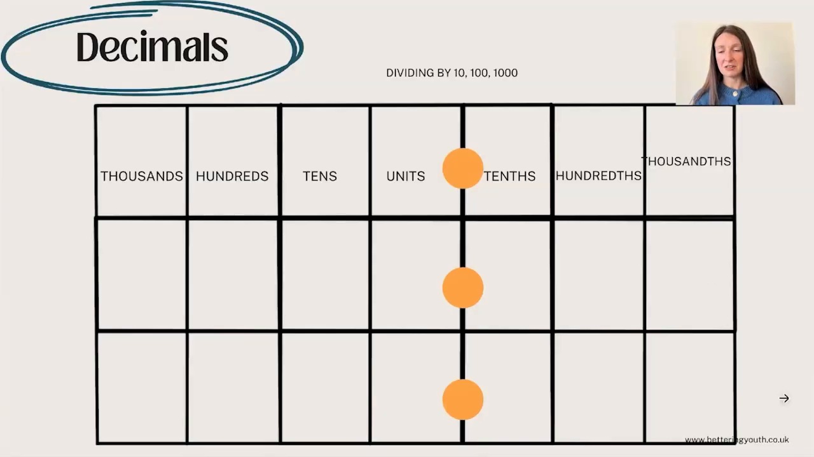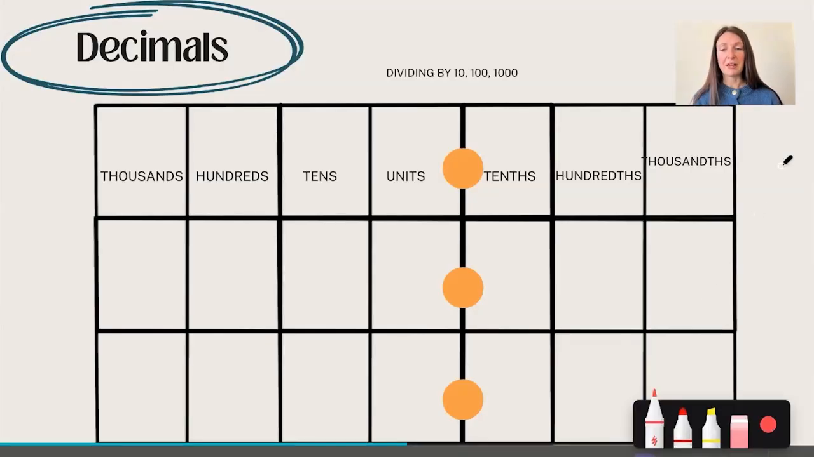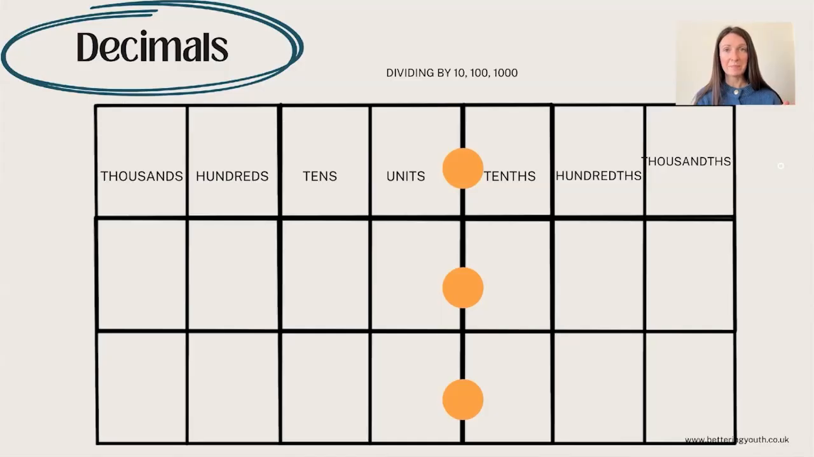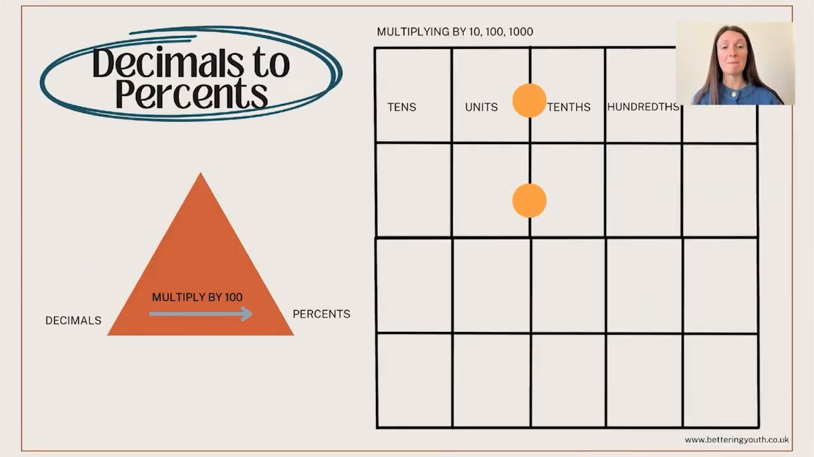Let's look at the division side. If we are moving larger towards the left when we multiply, what direction do we go if we divide? To the right, exactly that. Let's look at how it works when we move from decimals to percentages.